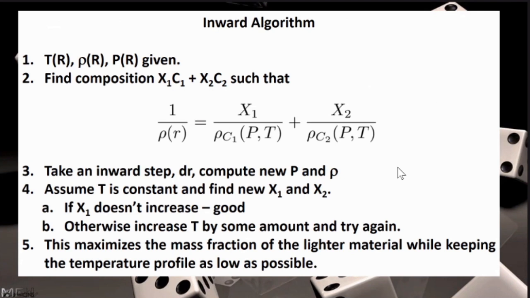And the result of this algorithm is it gives me a composition profile and it gives me a temperature profile, and it maximizes the mass fraction of the lighter material, and it keeps the temperature profile as low as possible. So whether that's physically correct or not, I don't know, but at least it gives me an idea of what can happen. And I can look at models like that.